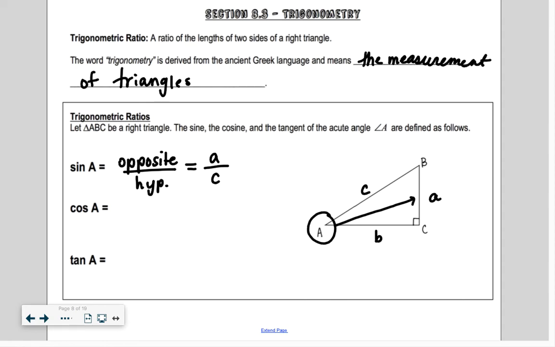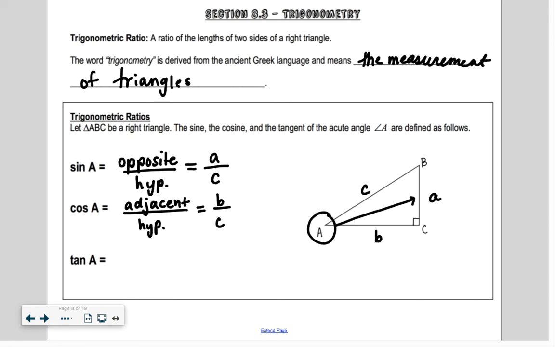Okay? Cosine ends up being adjacent over hypotenuse. So our adjacent, what's next to A? This is where I always have students that say there's two things that are next to A. This is sides B and C. Right, which one do you think is going to be the adjacent? B, exactly, because I already have a name for the hypotenuse. It's C.